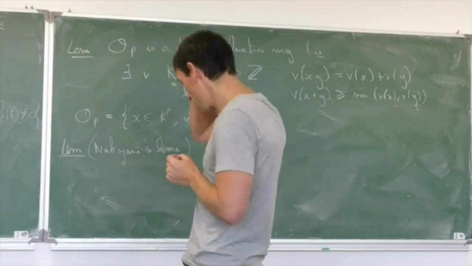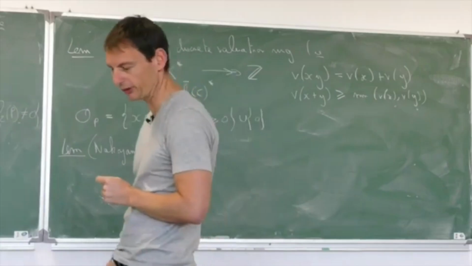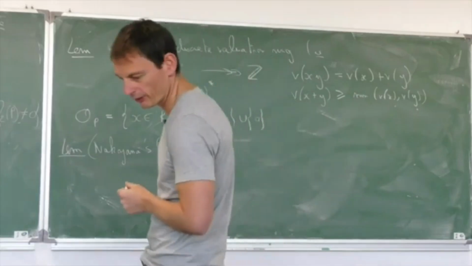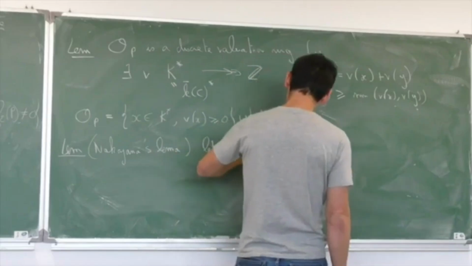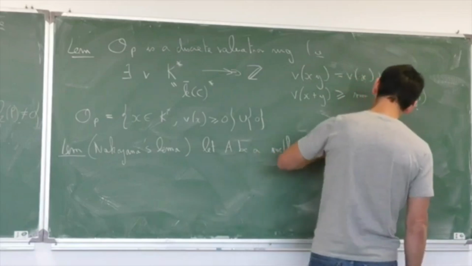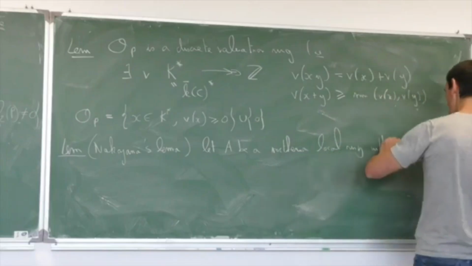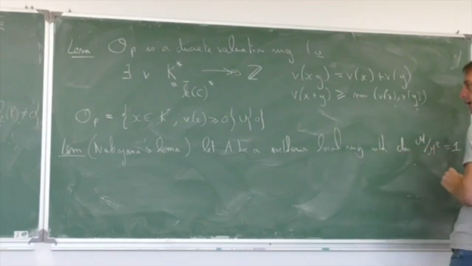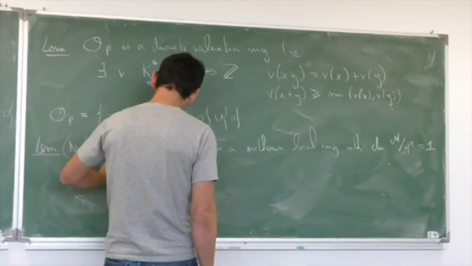But here I'm going to state it in the form that I really need. It's more precise. There is something more general that you can find in the literature. For instance, there are plenty of books on commutative algebra, Atiyah's book for instance. So let A be a Noetherian local ring with a maximal ideal M such that the dimension of M over M square is 1. Then what you can prove is that M is principal.